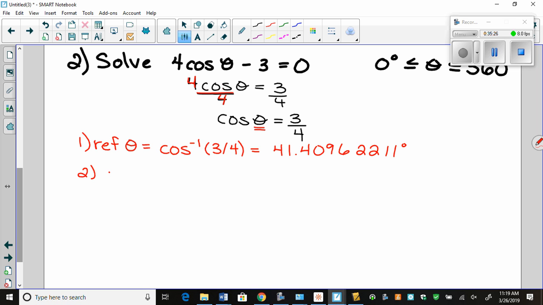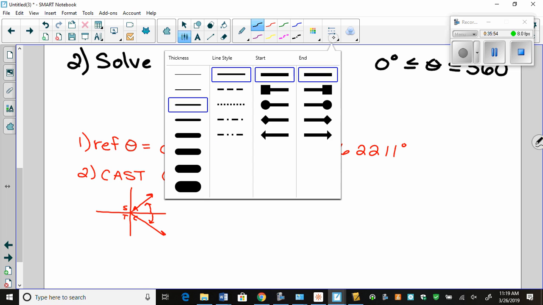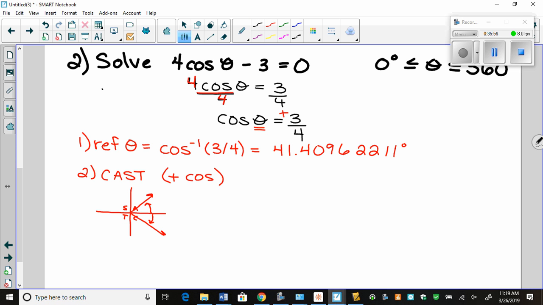Step 2, cast. It ended up being cos positive. Is it always positive? Although I've just picked all positive examples, is it always positive? No, I've just lucked out weirdly and picked all positives. So cast. I need it to be positive cos. Cos is positive at C and A. It's your reference angle of 41, so it's almost halfway. One of them is in quadrant 1, so that's easy. Reference angle and quadrant 1 are the same.